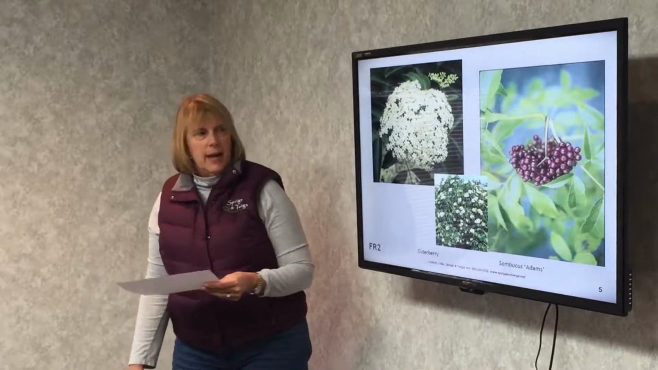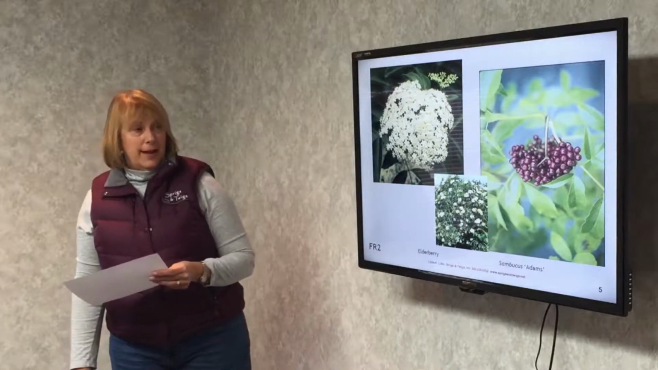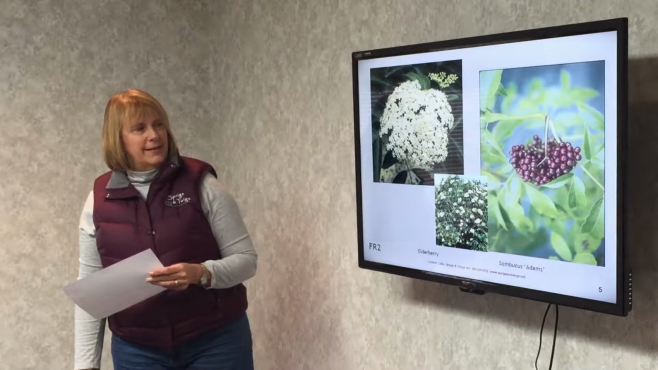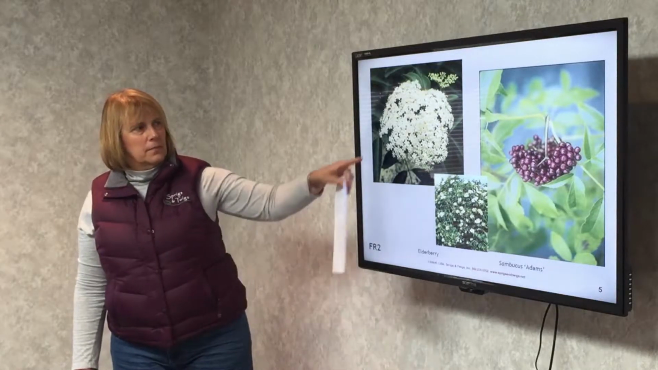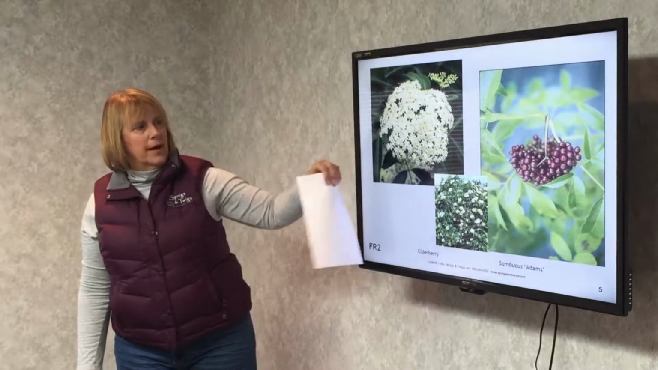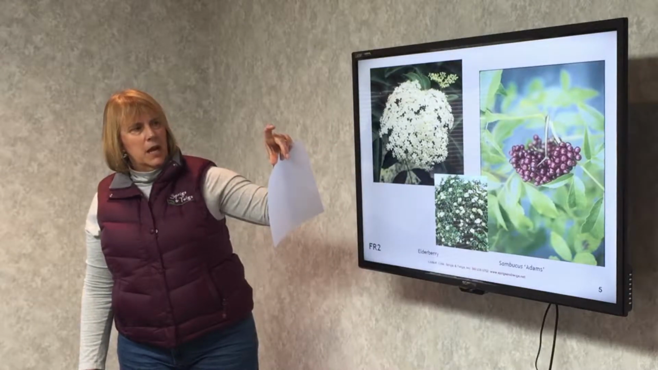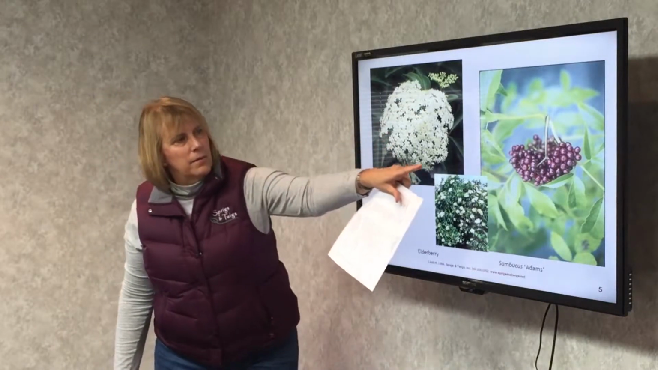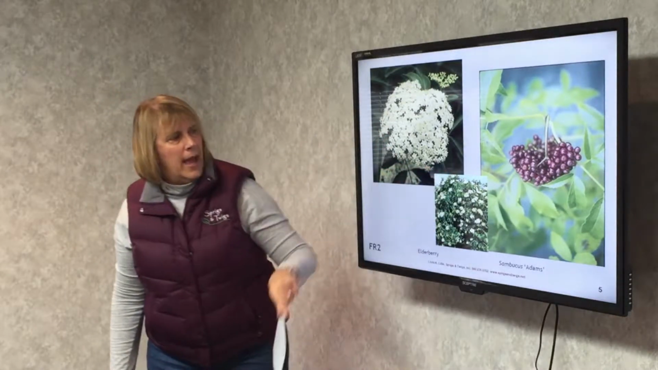So the first one on the list, we're going to start with a fruit, and it's elderberry. And elderberry is a great plant. It gets about 8 to 10 feet tall by 8 to 10 feet wide. This is the flower in the spring. It's about this big, and those are all separate flowers that produce separate fruits.